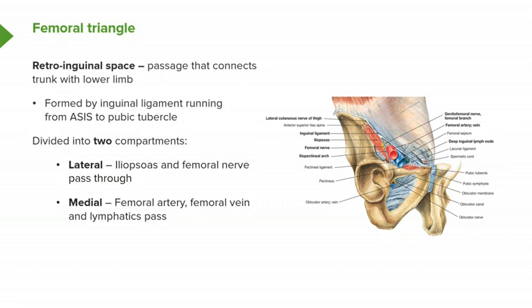The medial compartment has the femoral artery, the femoral vein, and the lymphatics passing through. And we can see those here. And this is all occupied within the retroinguinal space. It's how these structures pass from the trunk into the lower limb.